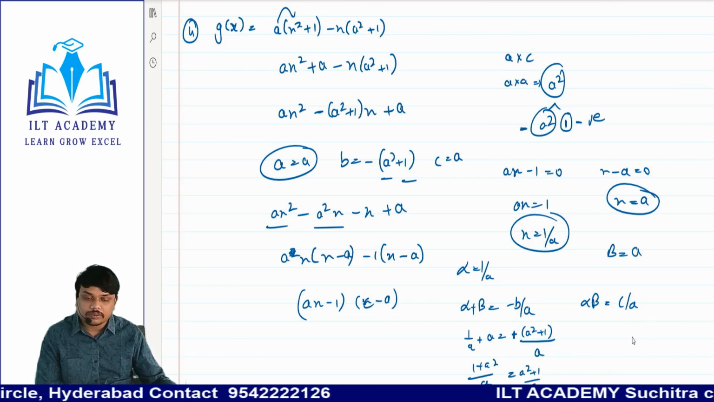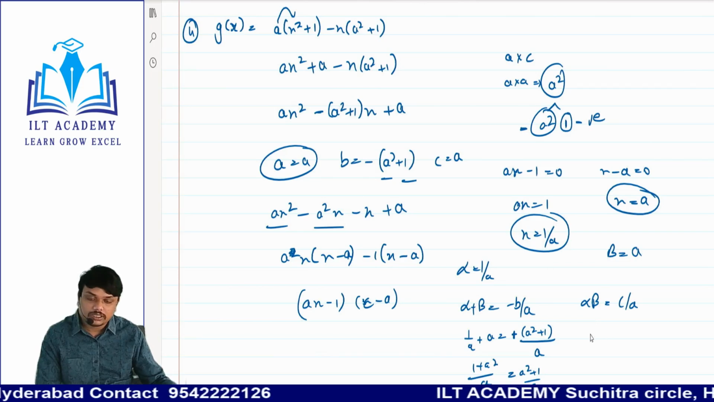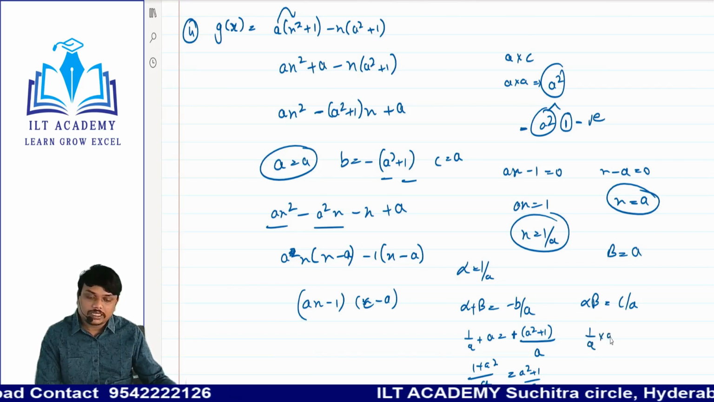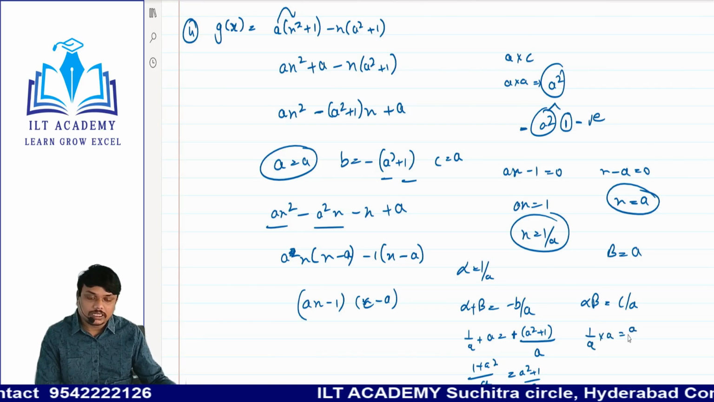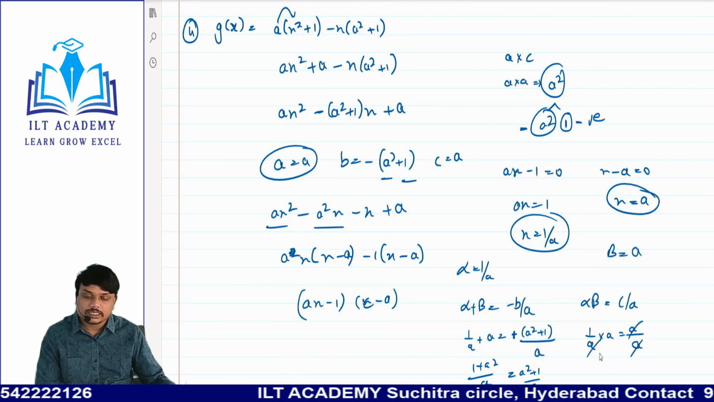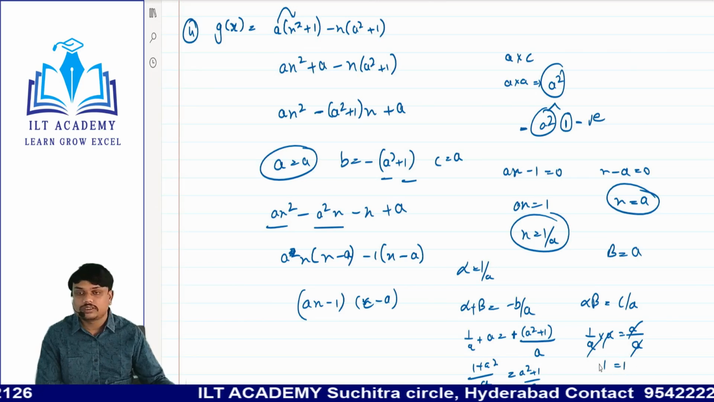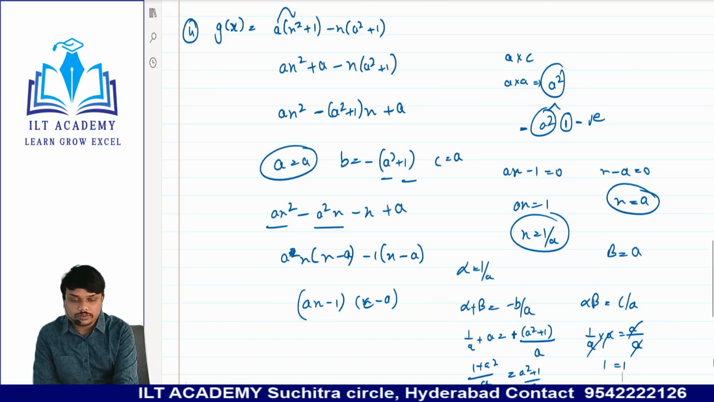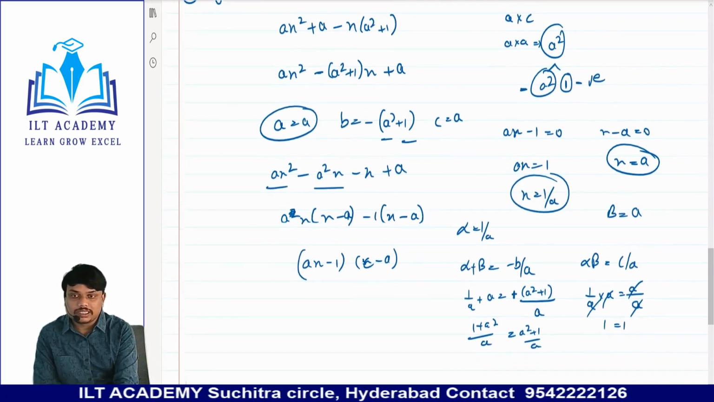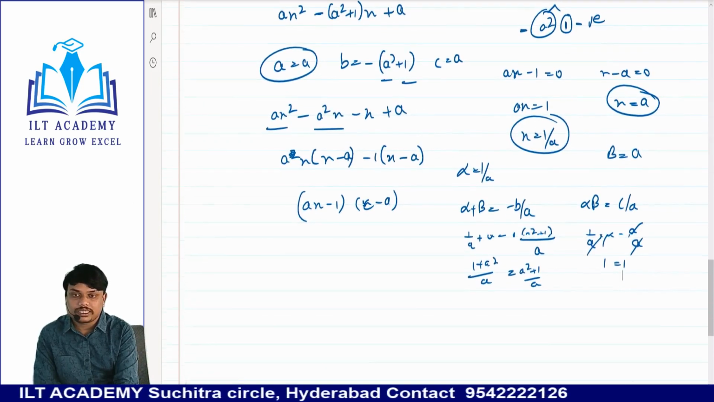It is same. Alpha beta is equal to c by a. Alpha is 1 by a. Beta is a. C value is a upon a. A cancel, a cancel. So 1 is equal to 1. So hence also clear. Any doubts, ma? Clear clarity we are having in this?